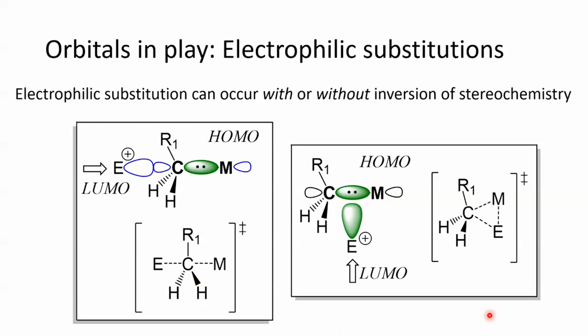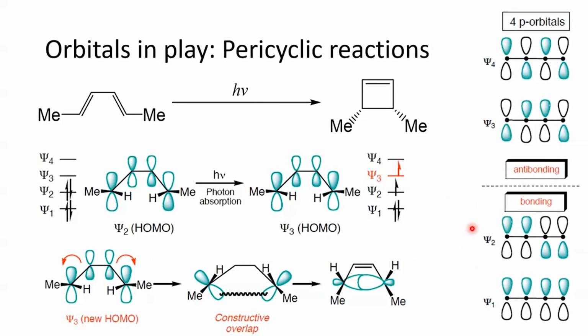So these are the two transition states that can occur for an electrophilic substitution. We can get a backside attack occurring, which swaps the stereochemistry around. But because the HOMO and the LUMO have been swapped around, we can also get the electrophile approaching below the bond, giving us this sort of triangular transition state. And that preserves the stereochemistry around the carbon. Last thing to quickly touch upon are pericyclic reactions.